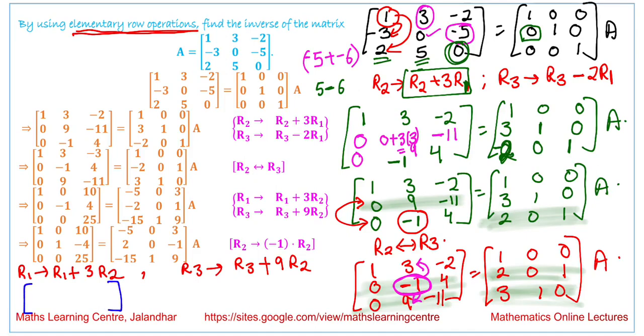So the answer we obtain in this case: the second row is as it is, the same over here. The first row is changed and this element will remain 1. It is row 1 plus 3 times row 2, this element will be 0, this element will be 0, this element will be 0, and these two elements will become 10 and 25. And that will be equal to, with the same operations applied over here, minus 5, 0, 3; minus 2, 0, 1; minus 15, 1, 9 into A.